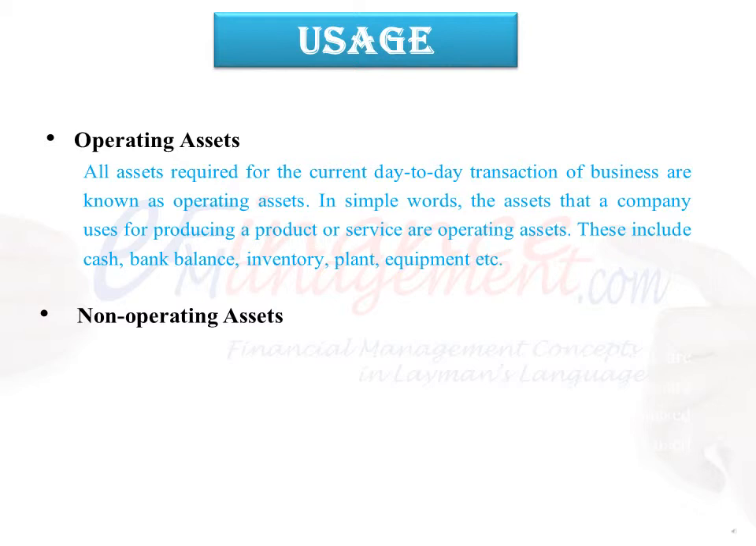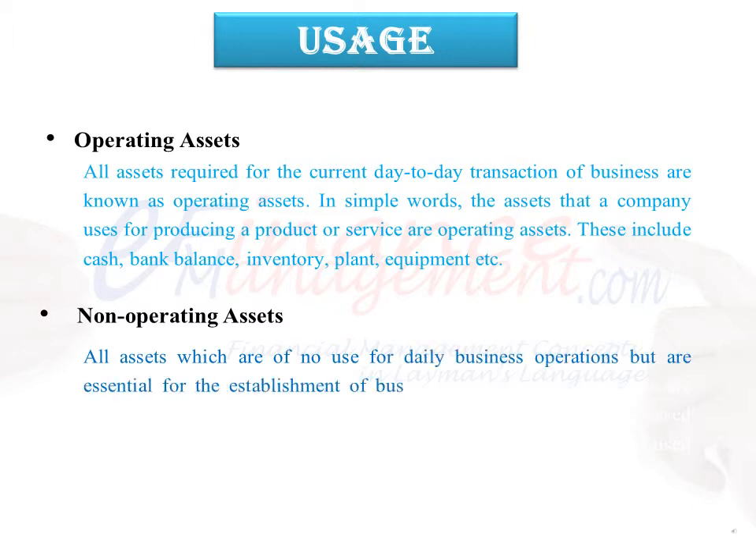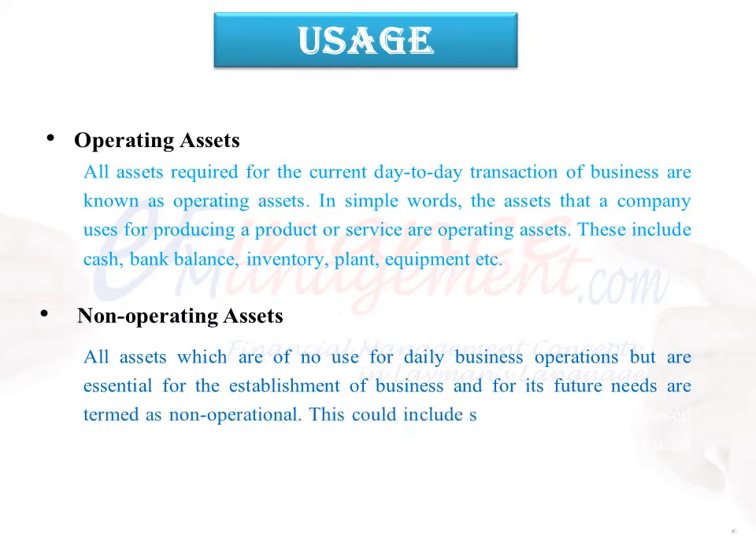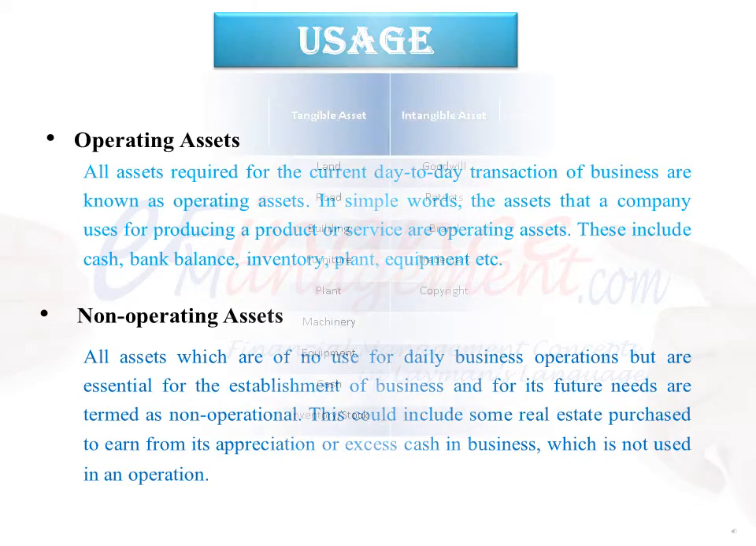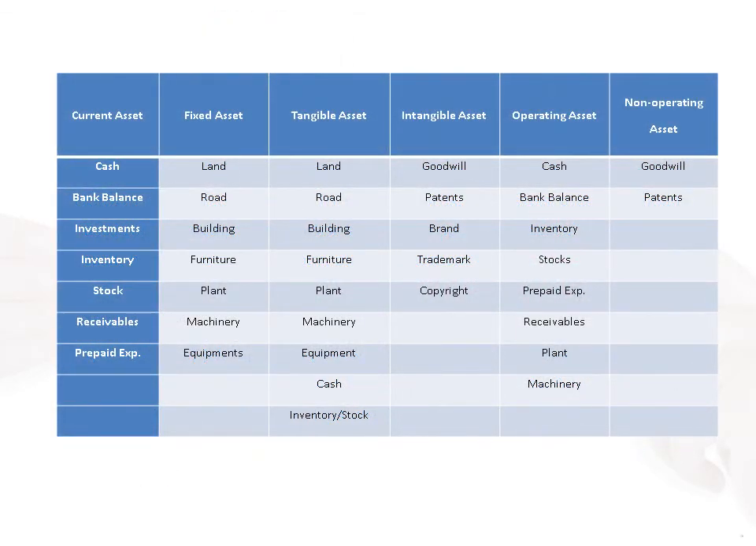Non-operating assets. All assets which are of no use for daily business operations but are essential for the establishment of business and for its future needs are termed as non-operational. This could include some real estate purchased to earn from its appreciation, or excess cash in business which is not used in operations. To conclude, the following table will give you a clear picture of the types of assets.